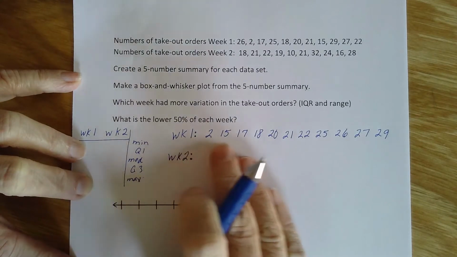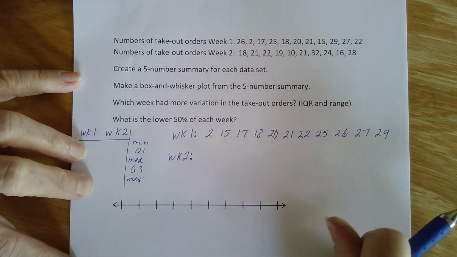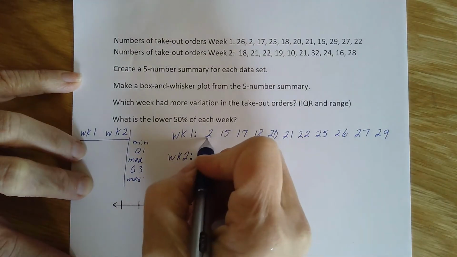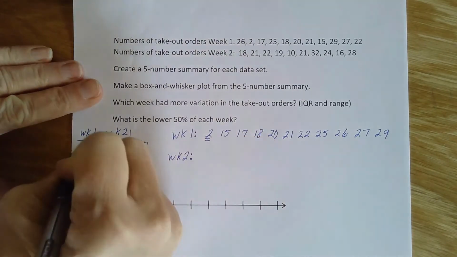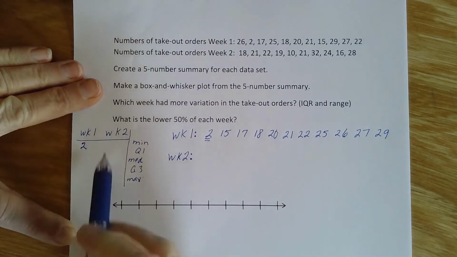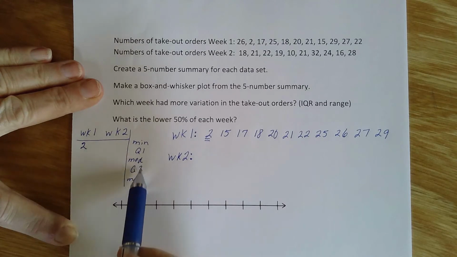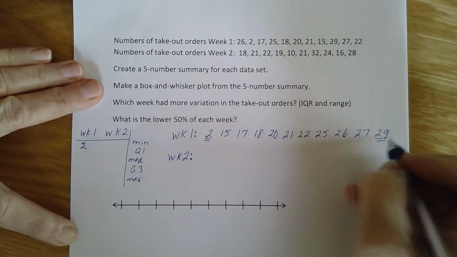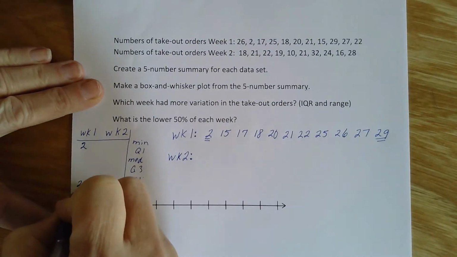To make it a little bit faster, I've already organized the data set for number 1. So I can see I've got a minimum of 2, and I'm going to go ahead and write my minimum over here. I find that it's a good idea to organize with just a quick list. Okay, I can see I've got a maximum of 29.